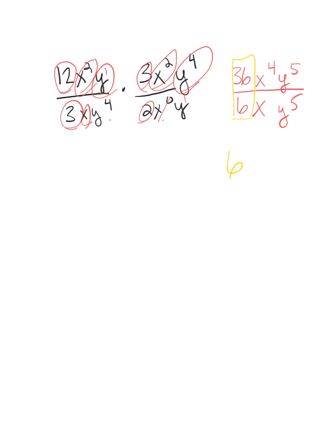Next, looking at the x's, I have x to the 4th in the numerator and x to the 1st in the denominator. That's going to give me x to the 3rd. And then if I have y to the 5th over y to the 5th, that's going to give me y to the 0, which is a 1. So these will just cancel out. And so our answer is 6x to the 3rd.